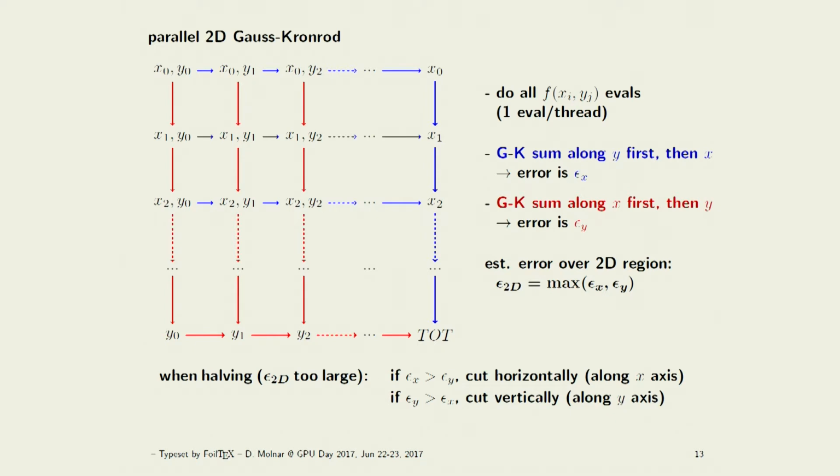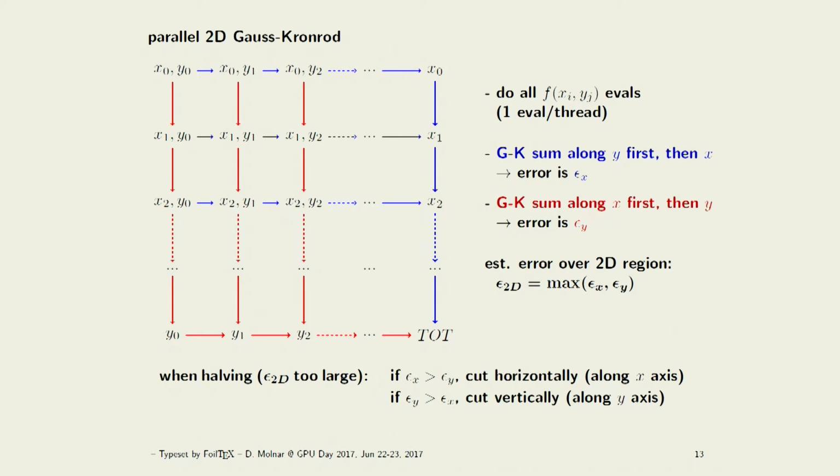So you basically take a tile, and you have 61 by 61 points. You evaluate it once with Gauss-Kronrod, but then you sum them up differently depending on whether you integrate first over y and then over x, or first over x and then y. And if you do this in the Gauss-Kronrod, you get two different error estimates. The result is basically the same. Same points, same weights, but the error estimate is different.